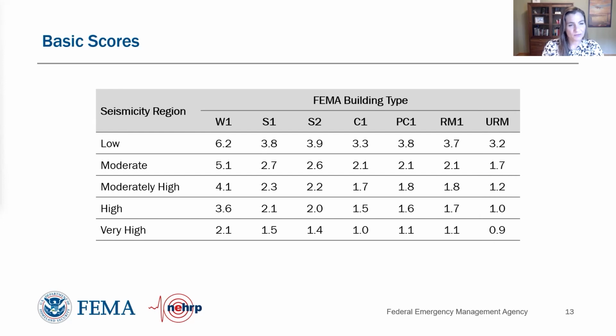And wood buildings, conversely, are really well, W1 buildings. These are one-story wood-framed houses mostly. These have really good performance. So their basic scores range from 6.2 to 2.1. So even in very high seismicity, without any score modifiers, a single family home wood structure would pass.